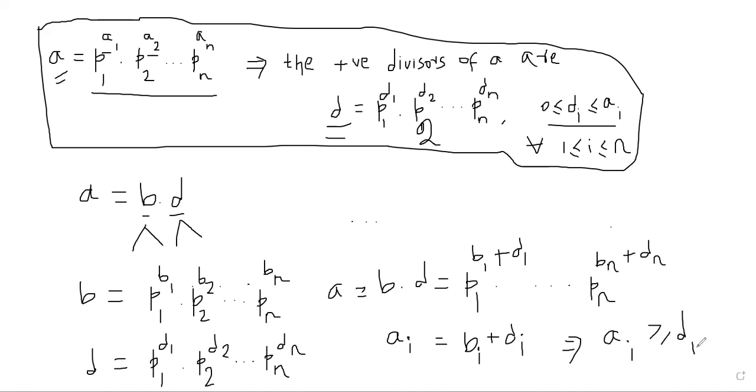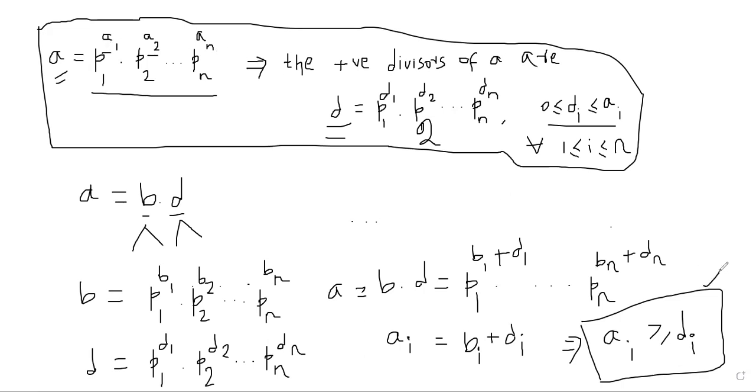What can we conclude now? What we can conclude is that Ai is greater than or equal to Di. That means if you take your A, which is made of primes P1 through Pn with powers A1 through An, and if you now take D, for example, which is made of P1 power D1, P2 power D2, Pn power Dn, we argued that if D divides A, we can conclude that D1 through Dn is bounded by A1 through An. That's exactly what we proved.